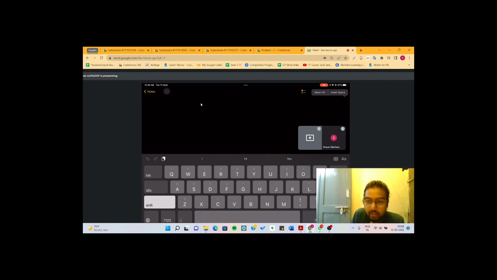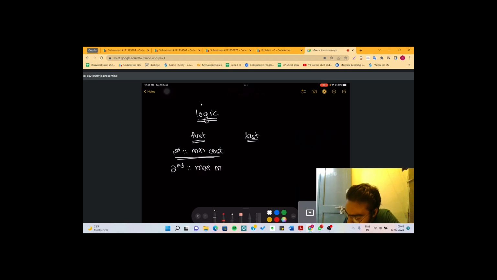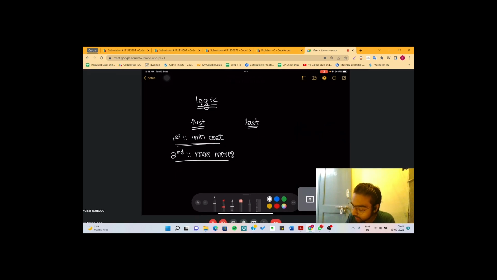Now let's write the first test case which was given, which is logic. I'll explain using this. What they have given us is a string, and with this string, we have to tell how we can go from the first position to the last position. The first thing that we have to do here is minimize the cost. And after minimizing the cost, we have to maximize the moves. So we have to do these two things together: minimize the cost and then maximize the moves.